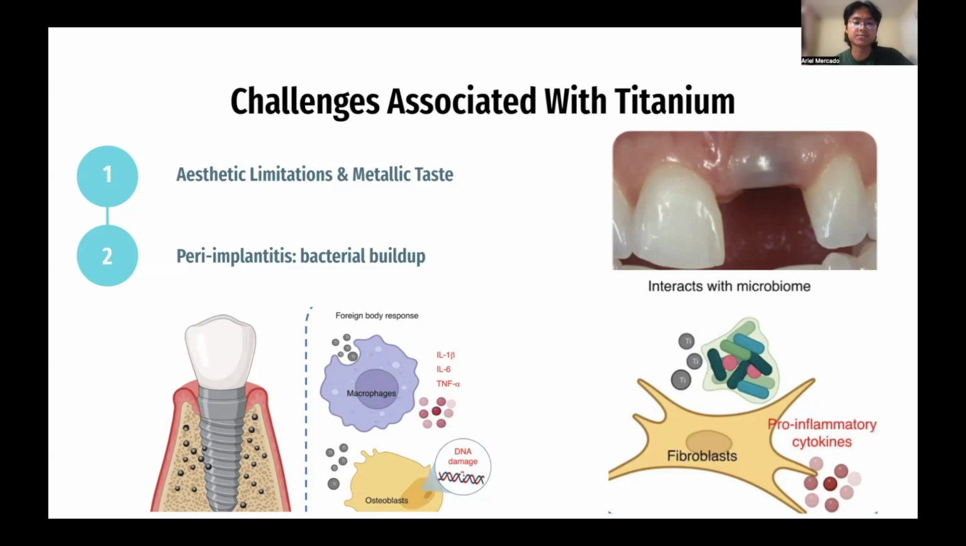The second challenge with titanium is peri-implantitis, which is a buildup of bacteria that can lead to poor outcomes and in some cases require implant removal. Titanium particles are released by the implant and can cause a foreign body response. Macrophages ingest the titanium particles through phagocytosis and release pro-inflammatory factors like IL-6 and TNF-alpha. Further along in the foreign body response, fibroblasts create more areas where bacteria can form.